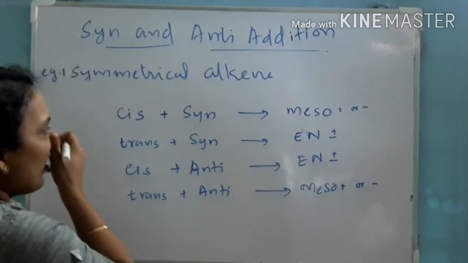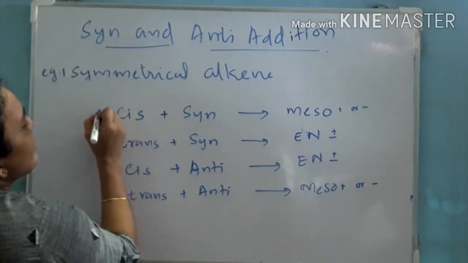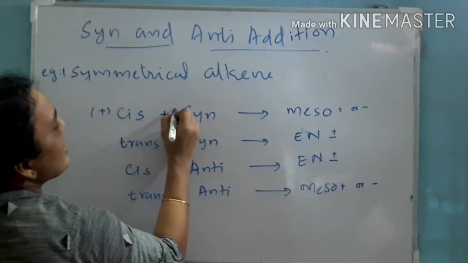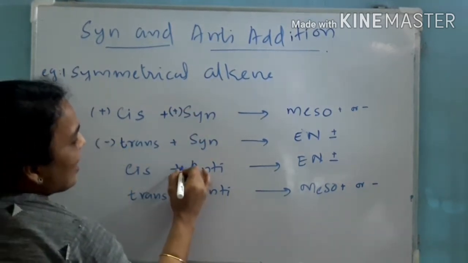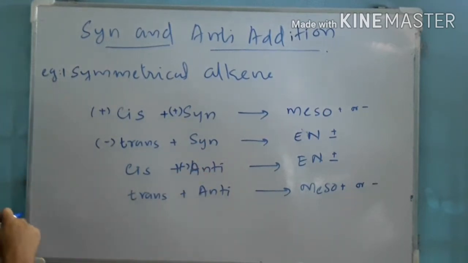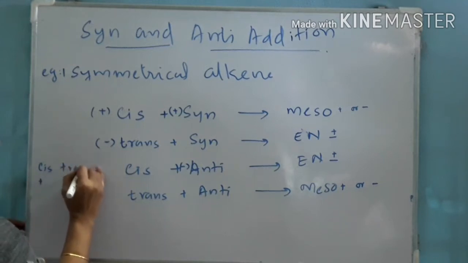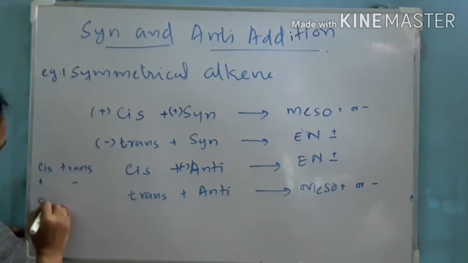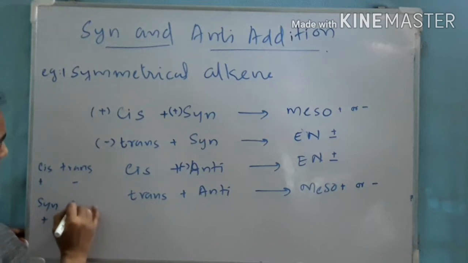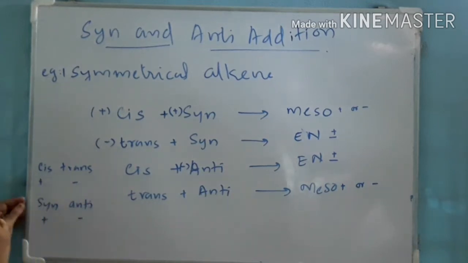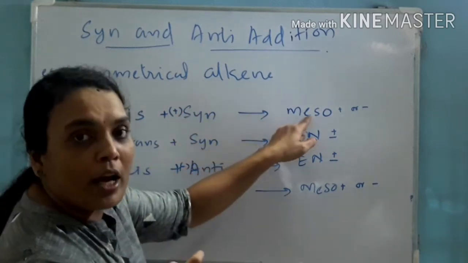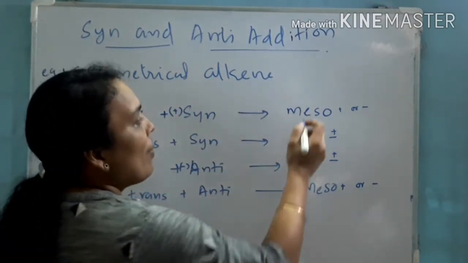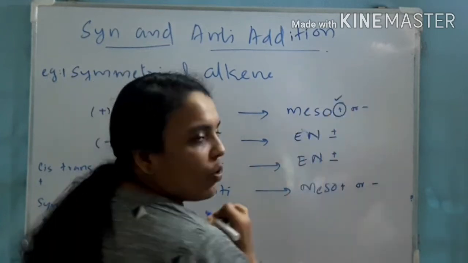Got it? Look here, let us say cis is plus and syn is also plus, and trans is minus, anti is also minus. Let us say cis is considered as plus, trans considered as minus. Similarly, syn considered as plus and anti considered as minus. Now look here, this is plus, this is plus. So what is the product? Plus plus, that becomes plus. So plus means it is a meso compound.